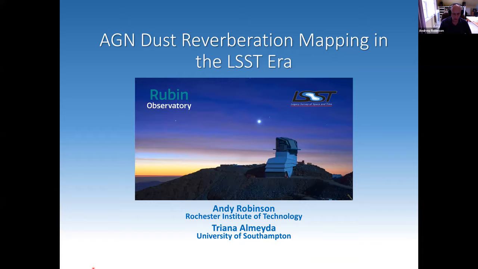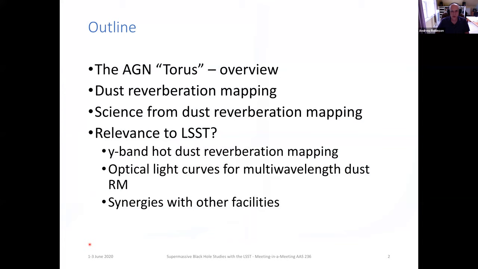By its nature, this talk is going to be a little bit more general than many of the others we've heard over the last 2 or 3 days. I'm going to start with a general overview of what we know about the AGN torus, and I put that word in quotes because I'm using it really as a convenient term for the generally axisymmetric dust distribution that the observations seem to require exists in AGN. Then I'll move on to talk a little bit about dust reverberation mapping and what we can learn from that in terms of the science. And finally, I'll discuss how LSST can potentially enable dust reverberation mapping science.